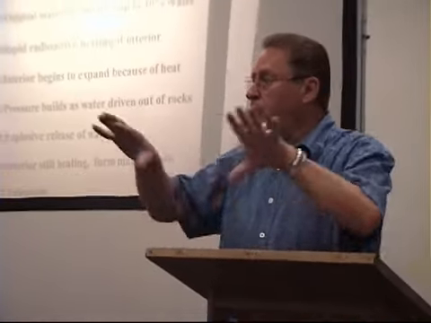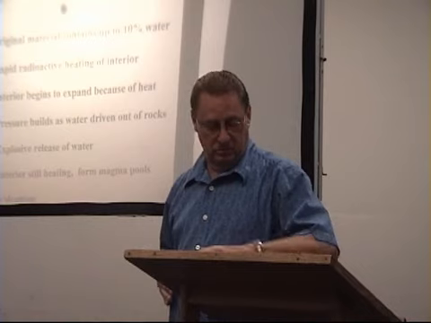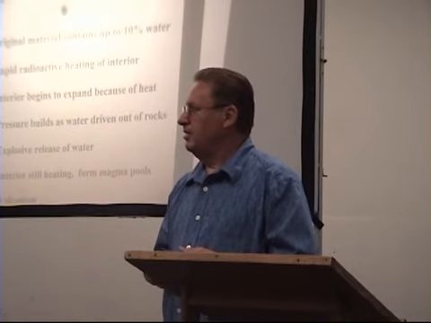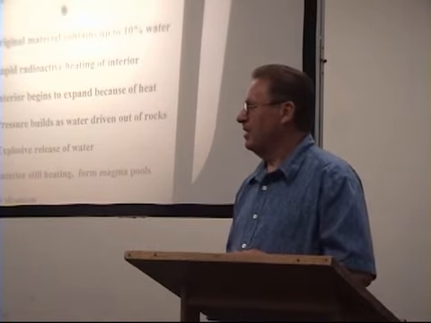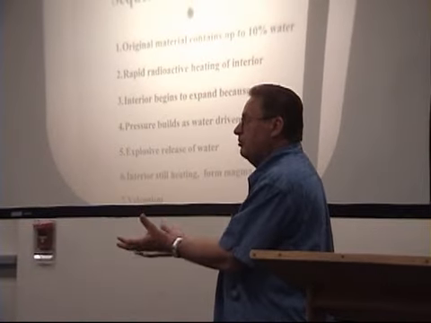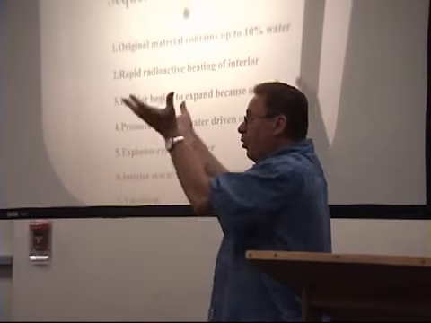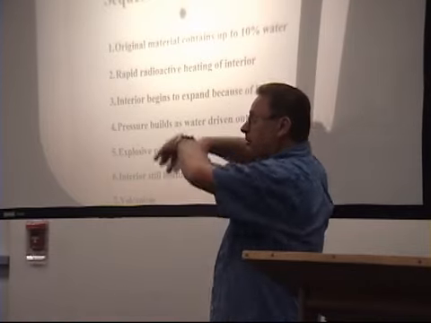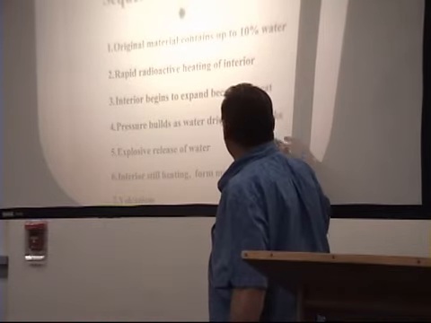In Genesis 2, we're told that a mist, or in the Septuagint version, fountains sprang up from the interior of the earth, from the surface of the earth, and watered the whole face of the ground. And this is why, because the radioactive heating of the interior was driving the water out of these rocks, and it was expressing itself on the surface.